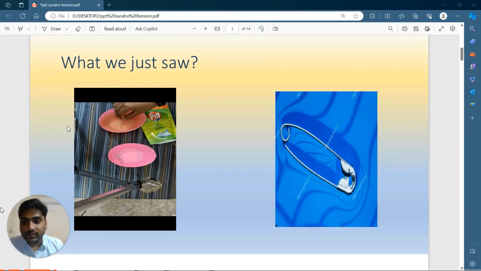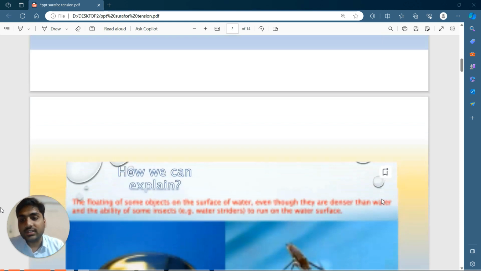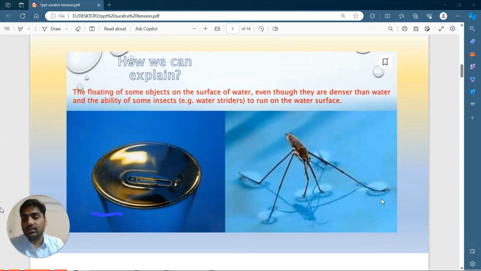Did you see that? The safety pin was able to float on the tap water but not on the soap solution. When we zoom in, the safety pin appears like this at the surface of water. It is not going down in the tap water, but it has just sunk in the soap solution. That is because of surface tension. First, let's talk about what surface tension is and why it appears.